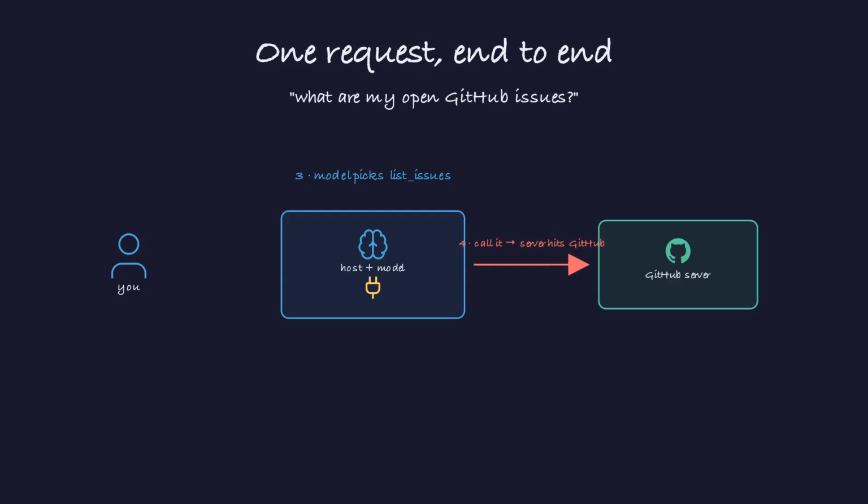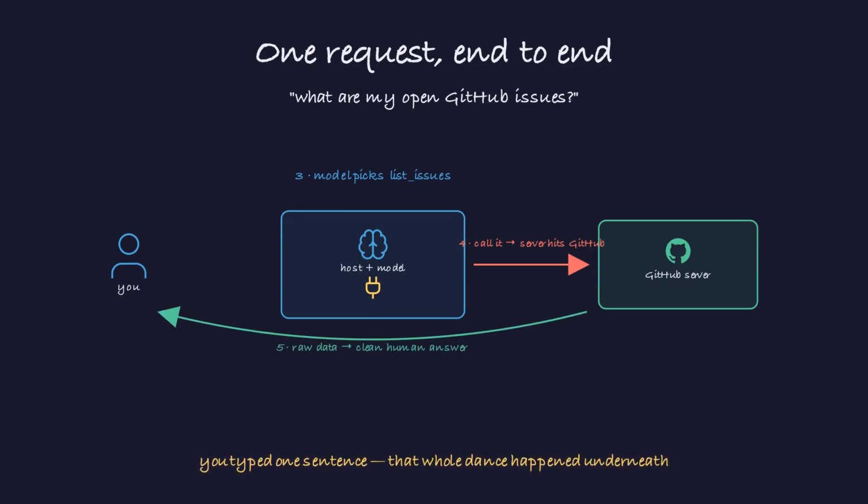The host tells the client to call it. The server hits GitHub and grabs the data. The result flows back, and the model turns raw data into a clean human answer. You typed one sentence, and that whole dance happened underneath, every step speaking the same language.